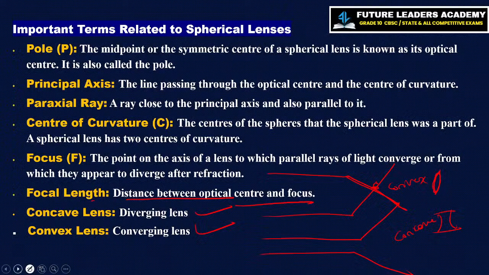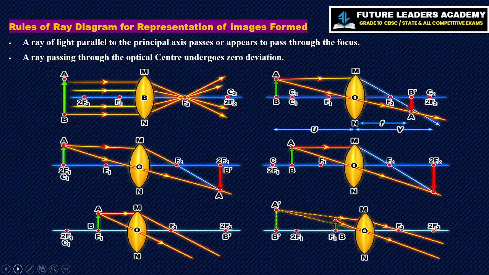Understood? Yes. Next, the rules of ray diagrams for representation of the image formed. To represent image formation, I have given six images here. There is one mistake: when the object is placed at C, the third point should be taken between C and F. Just make it change. If the rays are parallel from infinity, images will form at the focus.